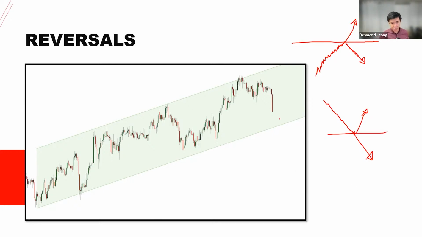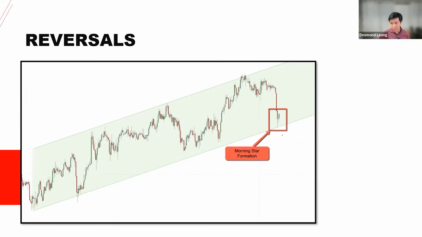So we have a channel over here. In this example, we have a nice little bullish channel going upwards. Price is dropping very strongly over here. What happens is that price drops all the way to here and it forms a morning star formation. A morning star formation means that there's a bearish candle, there's a nice little star, and then there's a bullish candle. This is called a morning star formation.